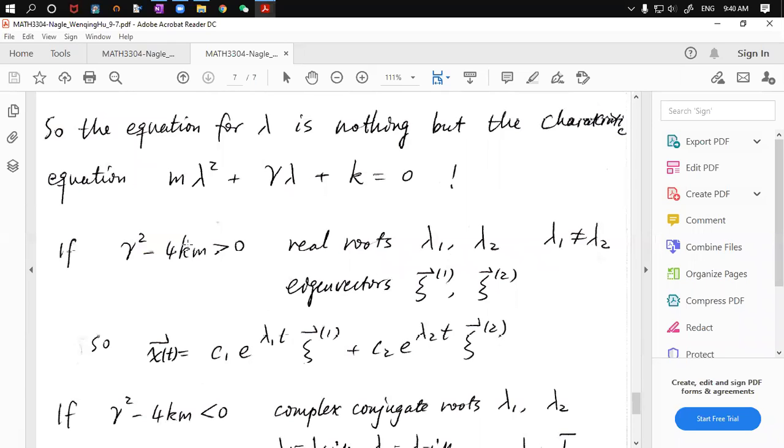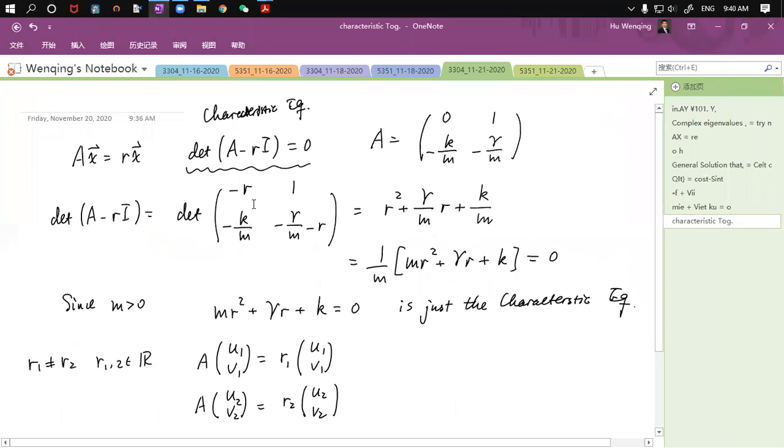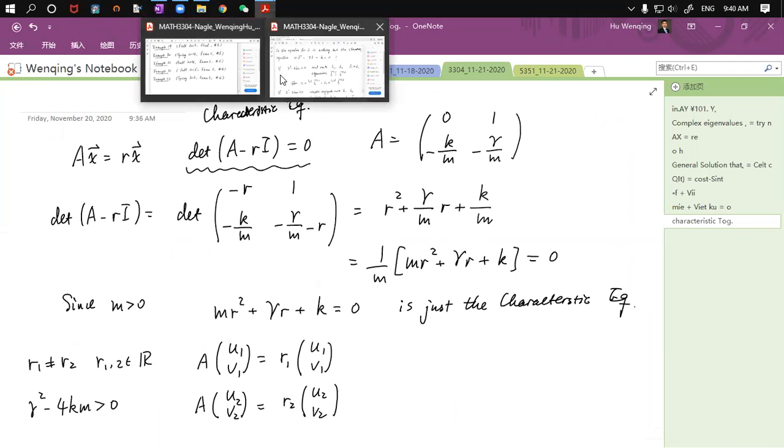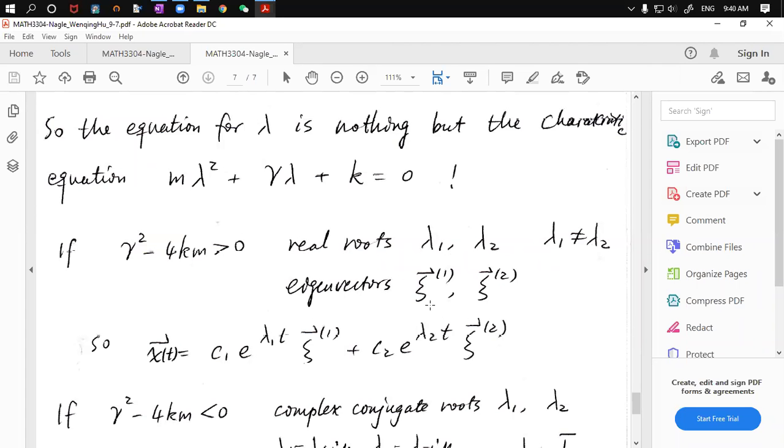But then you're going to have these solutions. Now how are you going to find these solutions? Well, it depends on the discriminant. If this is the case, it means gamma squared minus 4km is going to be positive. So as long as the discriminant is positive, you're going to find two eigenvectors, and you combine them.